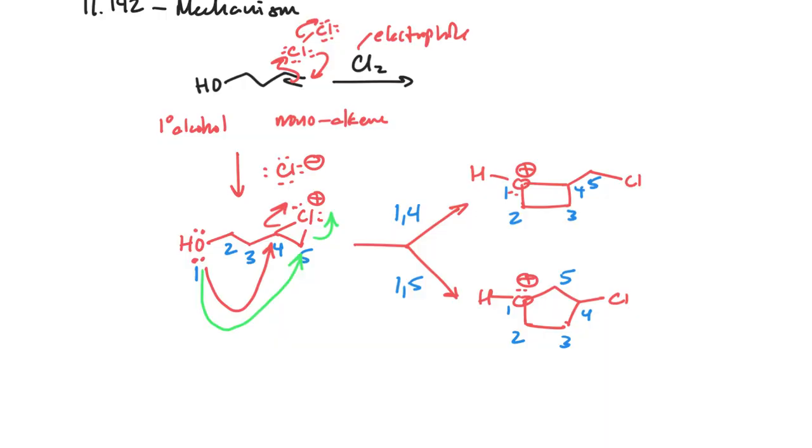So those are the 2 possible routes from that intermediate. Based on examining the structures of those products, which one do you think is preferred now? So remember back to module 3 when we talked about ring strain. So 4-membered rings are more strained than 5. So the 5-membered ring is going to be preferred because it has less strain to it.